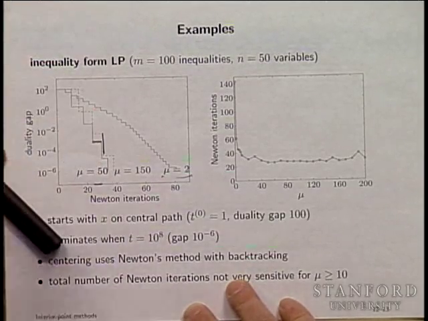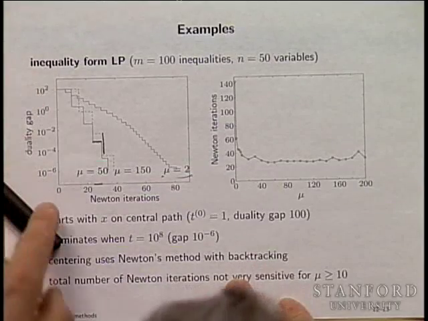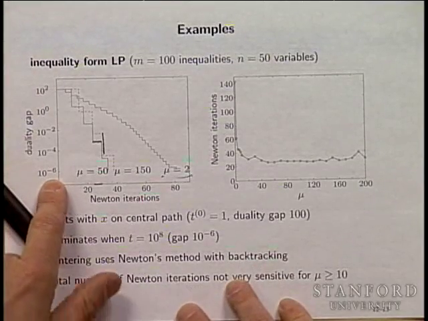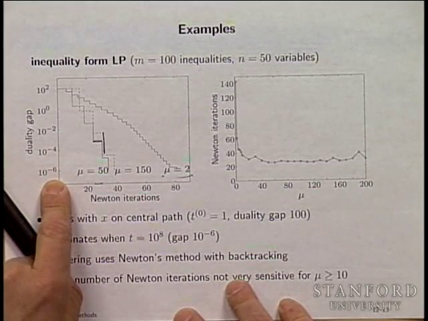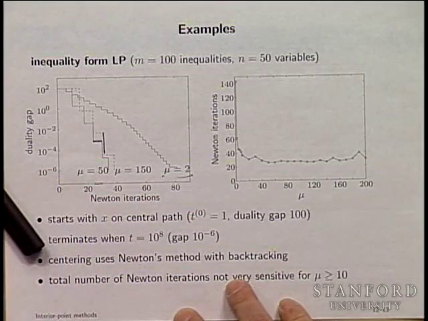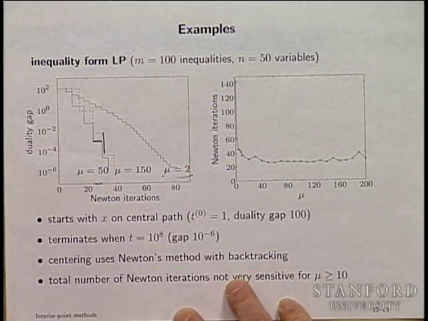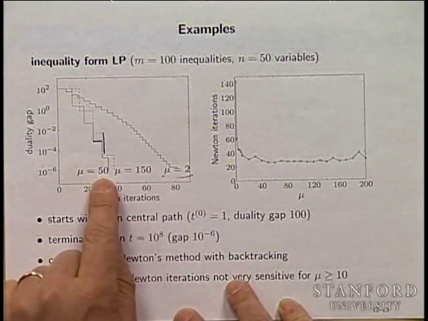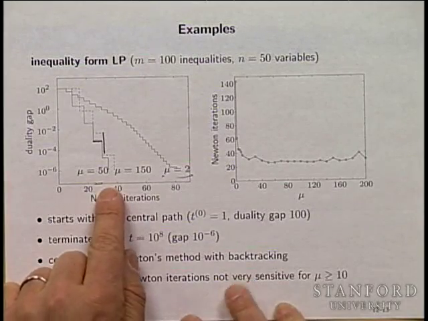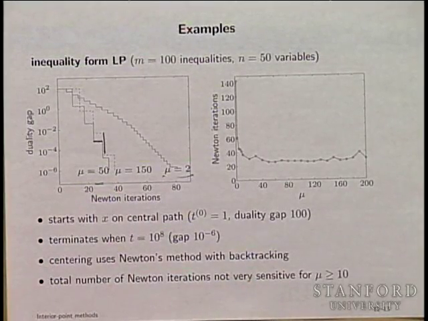Because when you start with a duality gap of 100 and you want to reduce your duality gap, which is your ignorance, by a factor of 10 to the 8, then somehow you have to make progress. You have to reduce your ignorance by a factor of 10 to the 8. And you have to do that in some number of Newton steps. And you can see here, at mu equals 50, it's actually down. By the way, that number is like 30-something steps.